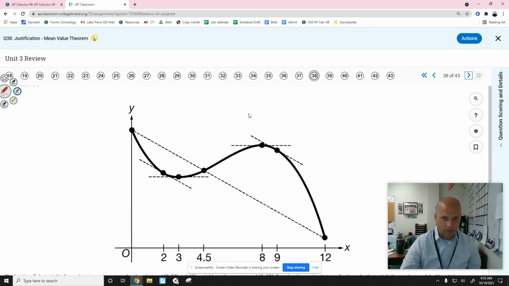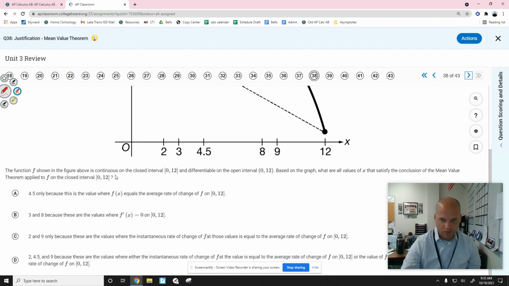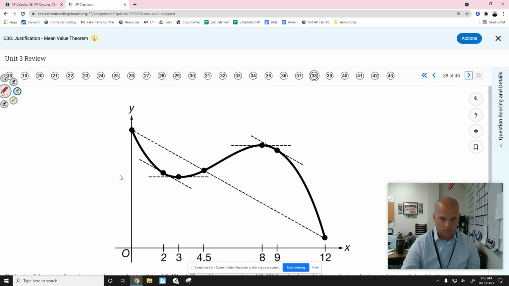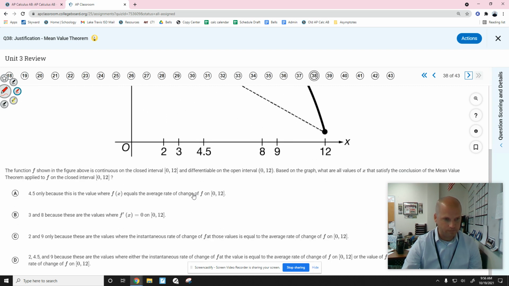This is the function f. Okay, that's good. It's differentiable based on the graph. What are the values of x that satisfy the conclusion of the mean value theorem from 0 to 12? This is back to the first couple questions we did. 0 to 12, secant slopes and tangent slopes. So 2 and 9 have tangent slopes that are parallel to, equal to, the secant slope. So 2 and 9. Yep. That's a lot of words for the answer.